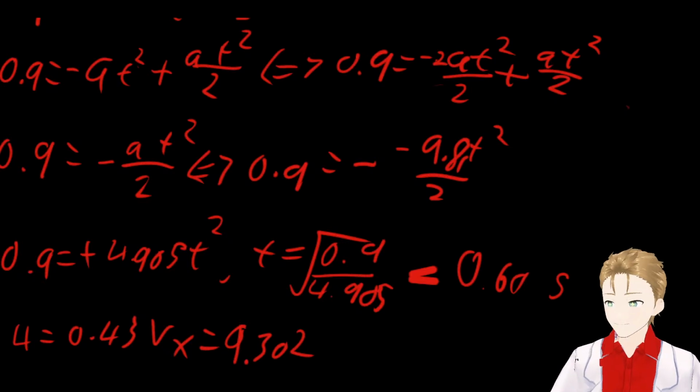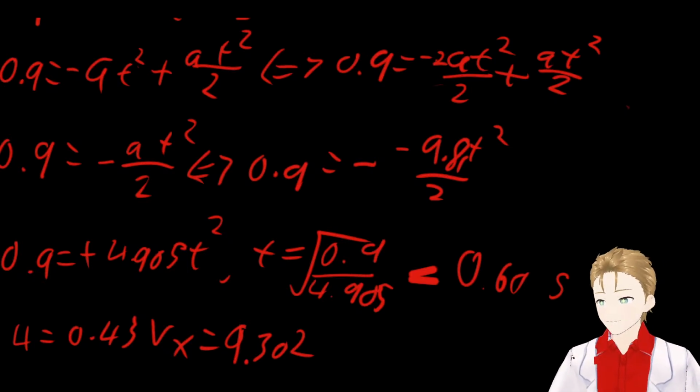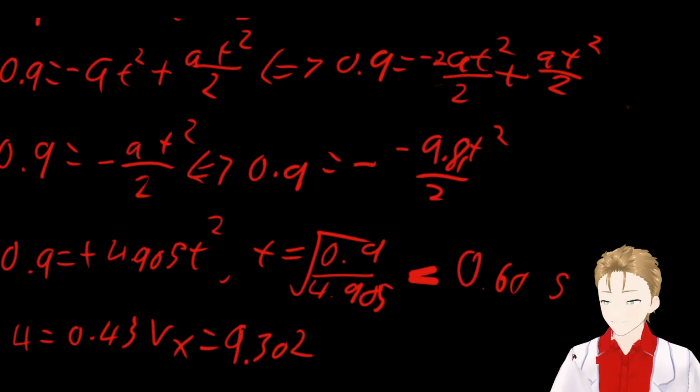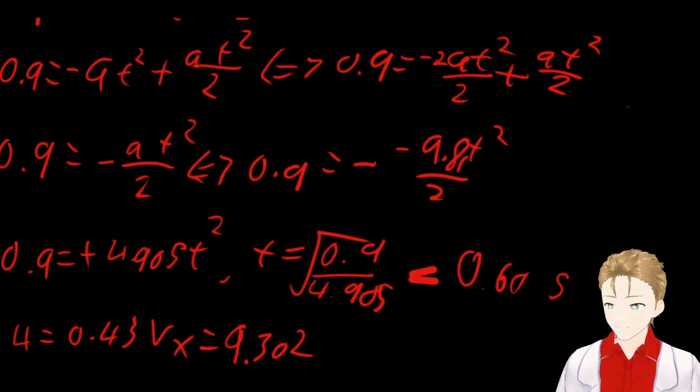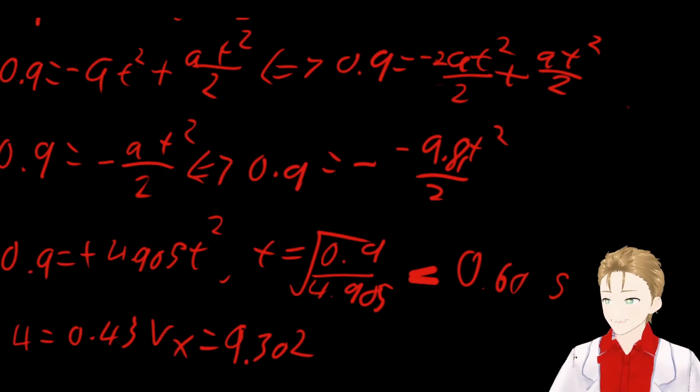About square root of 9. We got 4.905. Wait, that's wrong. Ooh, in this perspective, that's going to change it.